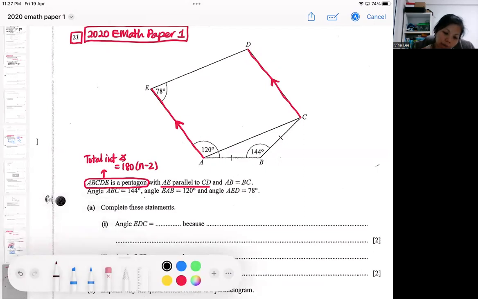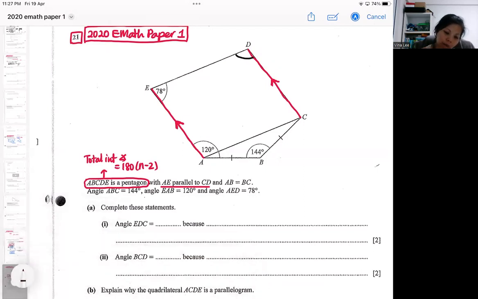In the first part, your job is to find this angle. Obviously you can see that this is the interior angle. So what you should do is explain that it is 180 minus 78. The reason will be the interior angle, and if you're quoting interior angle, please make sure to quote the pair of parallel lines. You can just simply write that. So that one will be 102.